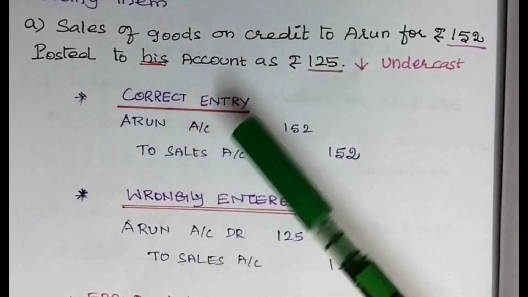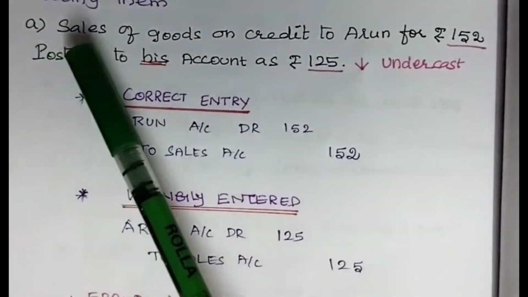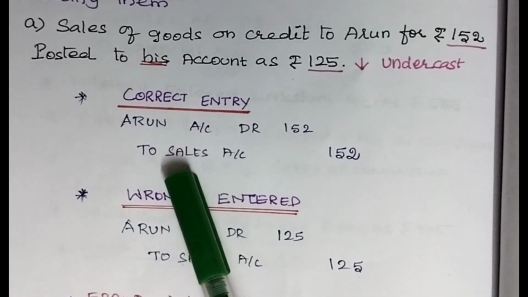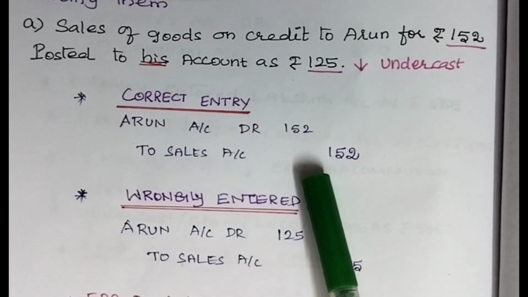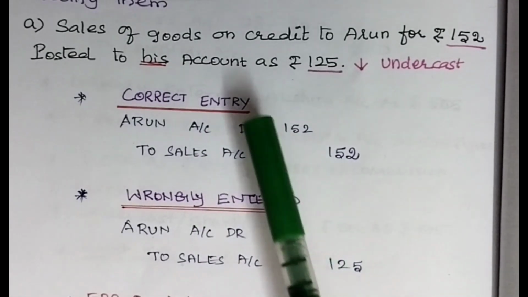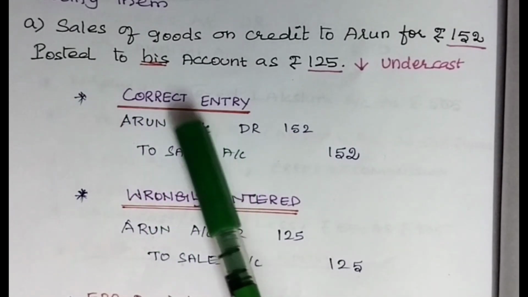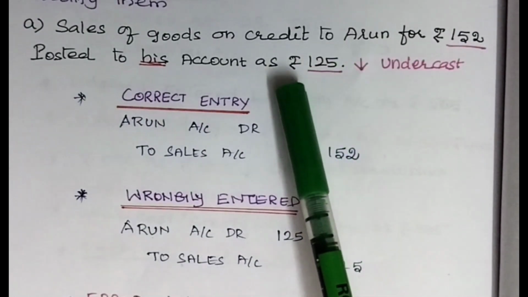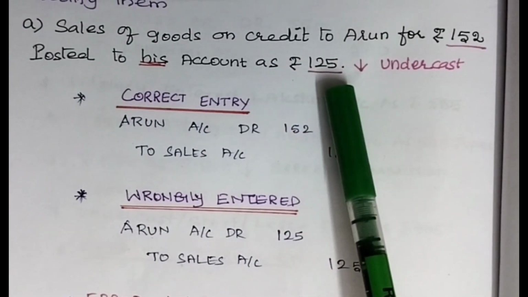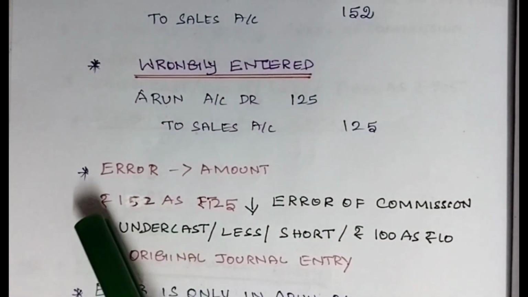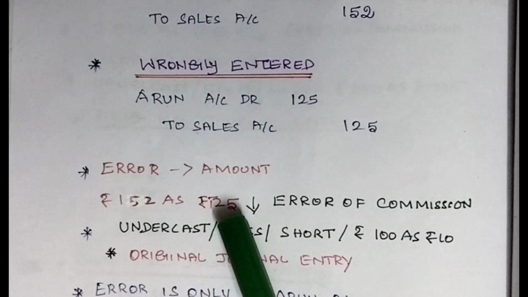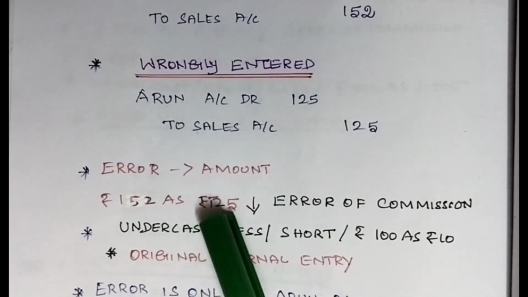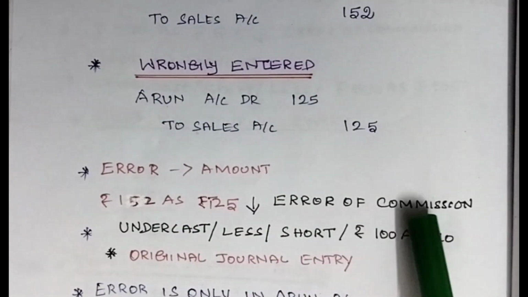Because listen, there are two accounts here. One is the sales account and another one is Arun's account. An accountant correctly entered the amount in the sales book. But in Arun's account, an accountant wrongly entered 125 instead of 152. This is undercast. What kind of error is this? This is an error of commission.